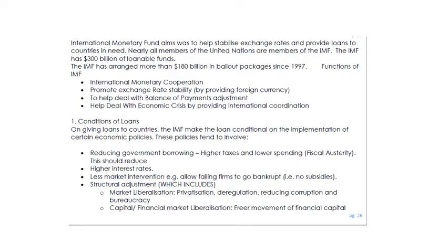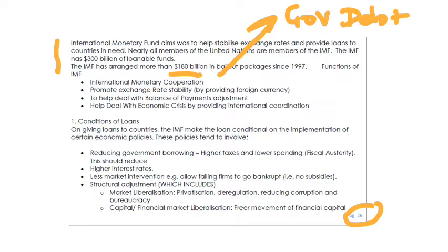Okay, still on page 26 here, it talks a little bit about what the IMF's role is. We've already looked at this a little bit, but it gives you some information about how much the IMF has in terms of loanable funds. So they can loan up to 300 billion to members, and it gives a figure there of the amount of money they've given in bailouts to countries to help stabilise their economies. Mostly those bailouts have been to cover government debt, so to help with repayments.